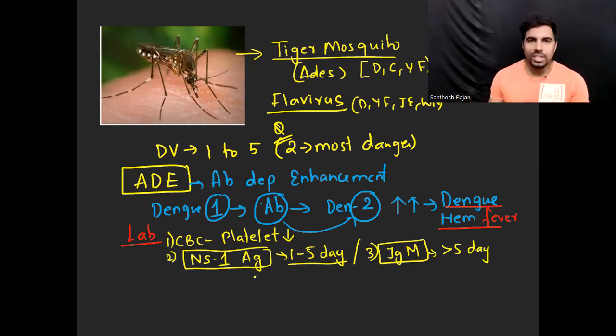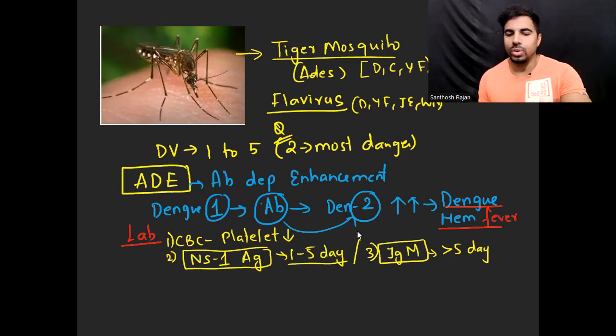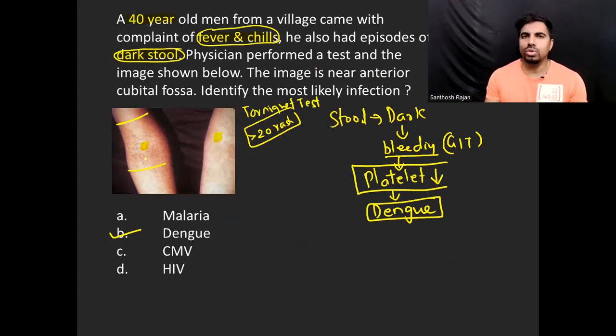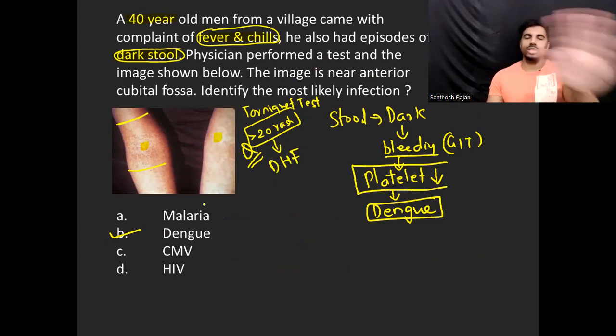That's it. With this only, another test is the tourniquet test, which I told you. Here, when you put your tourniquet and check, not every time it comes positive, but yes. This is called the tourniquet test. When you tie your arm and you check the cubital fossa, if the rash is more than 20, that means the patient is having DHF, dengue hemorrhagic fever. That's it. So this question is going to come.